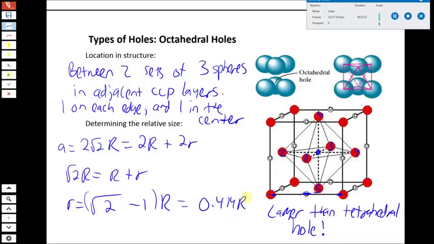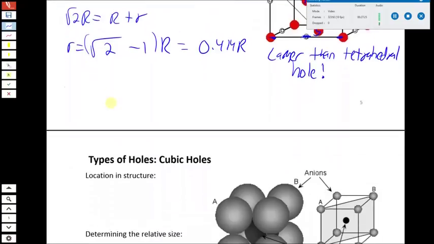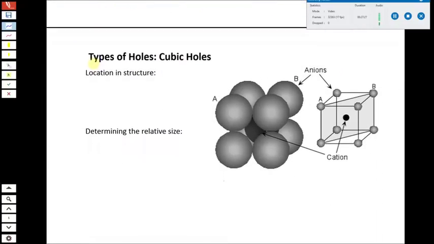All right, so that's the second type of hole, and then the last one is actually the simplest of them. These are called cubic holes. So in a cubic hole, we just have our anions arranged into a simple cubic structure, and the location of the cubic hole is just right in the center of that structure. Okay, so the cubic holes are in the center of a simple cubic structure, so the easiest ones to locate.